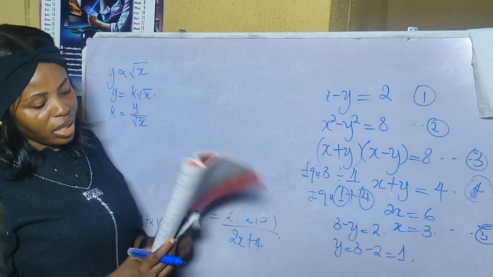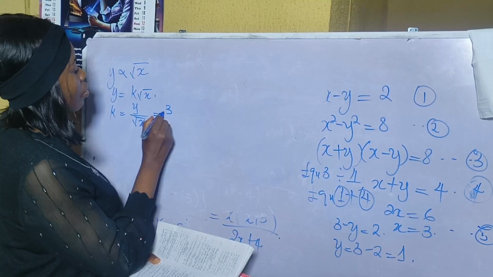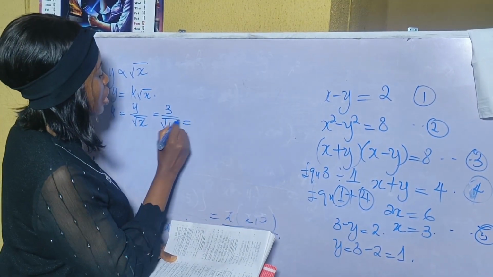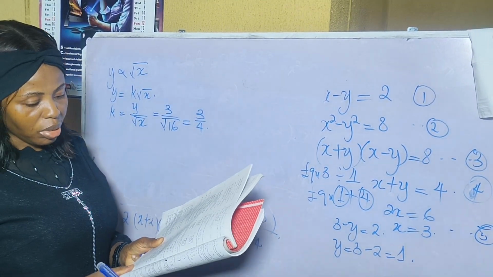Now let's see. I'm given that y is equal to 3 and x is equal to 16. So this is saying 3 over 4. That's what k is equal to.